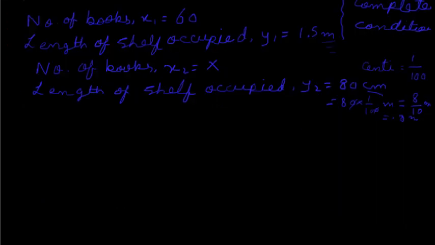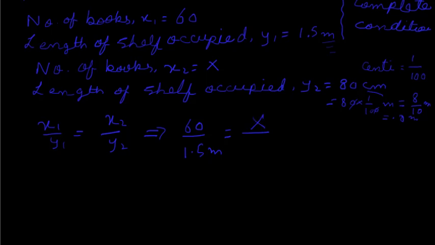Now when we have all the data, we can use the proportion statement, which is x sub 1 divided by y sub 1 equals x sub 2 divided by y sub 2. Putting the value of x sub 1, which is 60, and y sub 1, which is 1.5 meter, is equal to x sub 2, which is required, and let it be a capital X, and then we have y sub 2, which is equal to 0.8 meter.